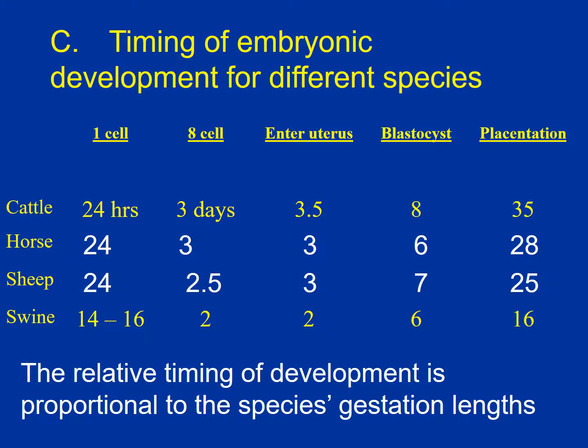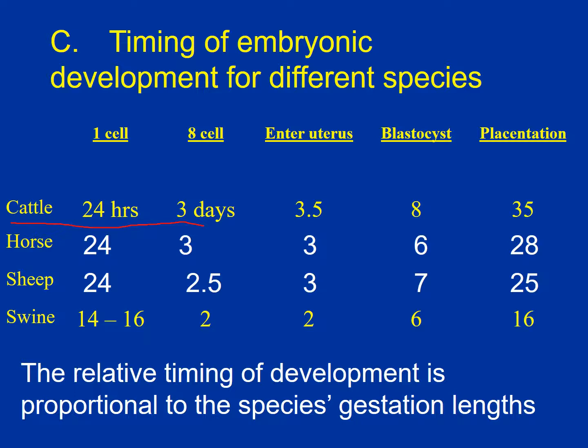Here we have the timing of embryonic development of different species. The relative timing of development is proportional to the species' gestation lengths. So obviously with mice, for example, with a gestation length of only 30 days, things are going to happen a lot faster. We can just go through and look at what's happening with that cattle embryo.